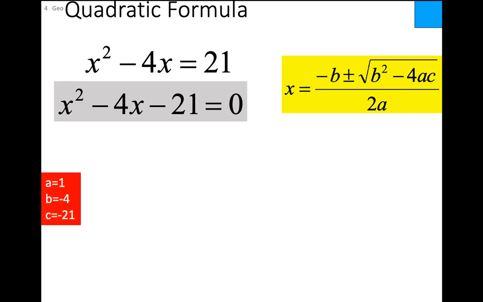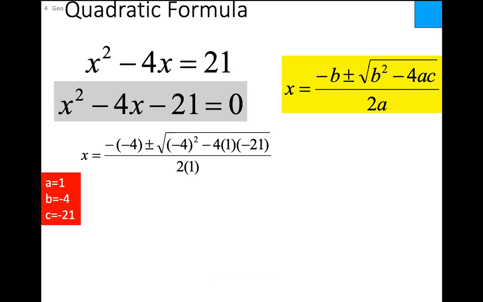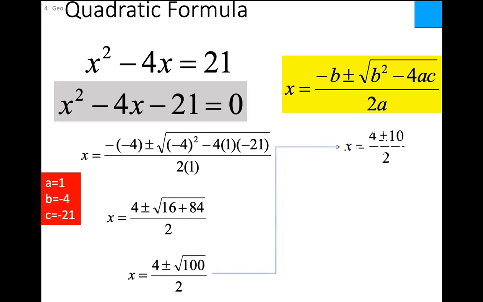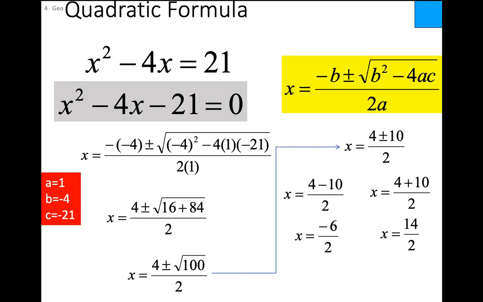It's big numbers, right? When you multiply 4 times a times c, you're multiplying 4 times 21. So you're going to get a larger number, but don't panic. That's going to give me 16. That's going to give me a positive 84. What's 16 and 84? It's 100. Which is 10. So then you get 14 and negative 6. So then you get negative 3 and positive 7, which we already said was the answer.